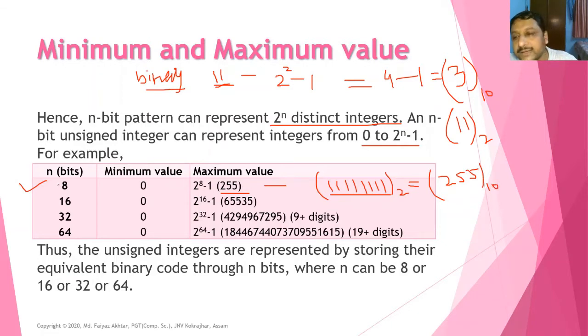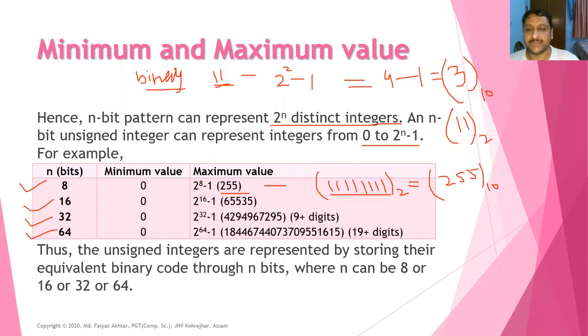So a binary digit, total 8 bits. If 8 binary bits are taken, it will give from 0 to 255. Similarly, if we take 16 bits, it will give 0 to 65535. If we take 32 bits, it will give a total of 9 plus digits, and if we take 64 bits, then it will give 19 plus digits.